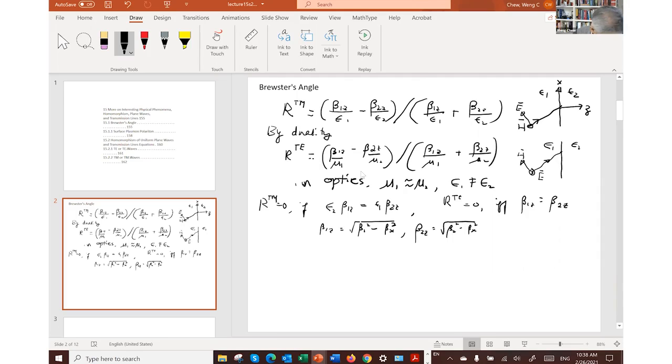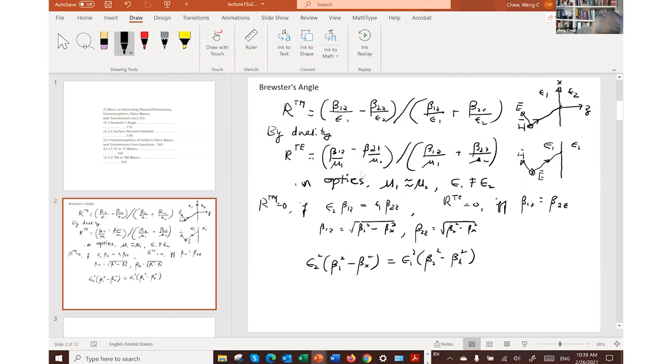So now I can square this equation. I will get epsilon 2 squared beta 1z squared, because I want to get rid of the square root signs. So I will have this to be true on the left-hand side, and then on the right-hand side, I will also square it so that I will have beta 2 squared minus beta x squared after I have substituted in for beta 2z. Now I make this equation solvable by squaring it, and you can solve for beta x.